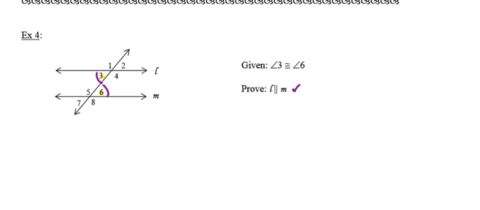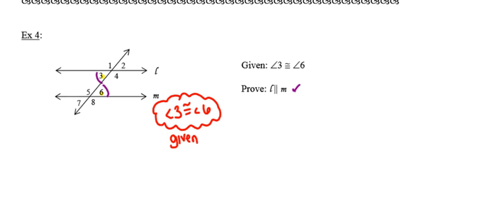So like the proofs that we wrote on the preceding page, this proof 2 will be a nice, short, direct two-step proof. So I'm going to start out by talking about my given. Angles 3 and 6 are congruent. I know that's a true statement because it's given to us to be congruent.